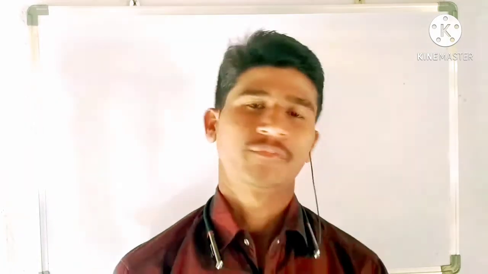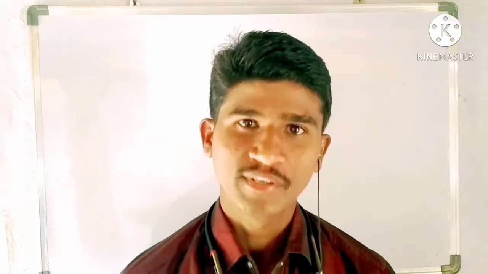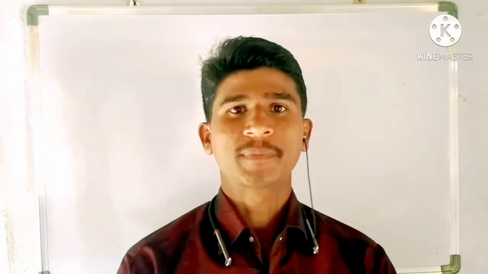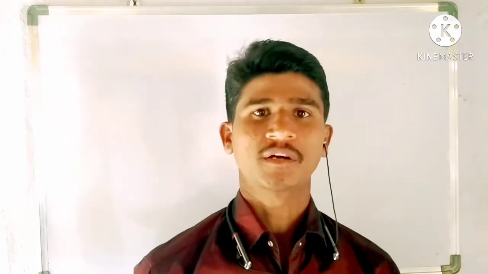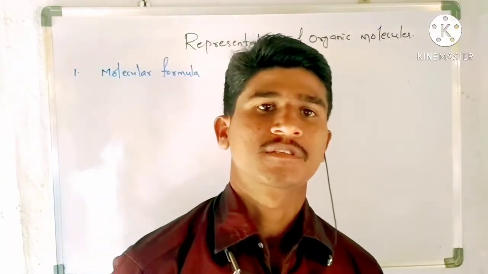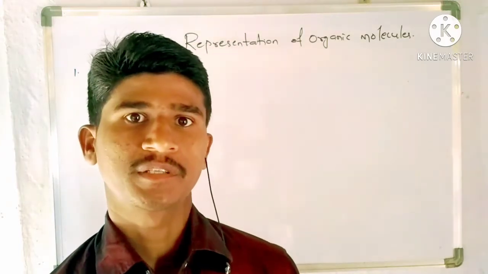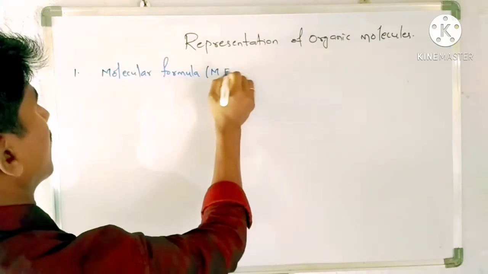In the previous video, we discussed the hybridization of carbon in organic compounds. Now in this video, we are going to discuss the representation of organic molecules. In how many ways can we represent organic molecules? That we will discuss now. The first representation is the molecular formula, MF.